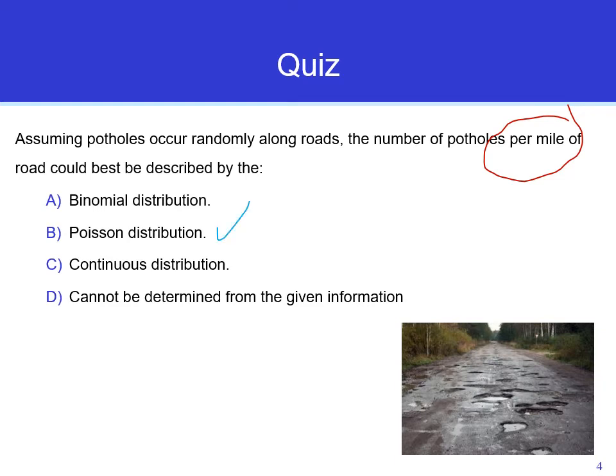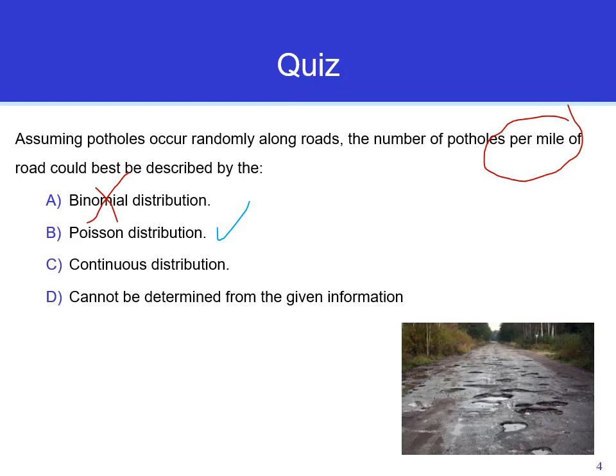So it's not a binomial distribution because we don't have the number of trials here. Also, another difference that we saw is that in Poisson distribution, we cannot define the number of failures. In binomial, we can. So can you count the number of non-potholes? It doesn't even make sense, right? So it can't be a binomial distribution.